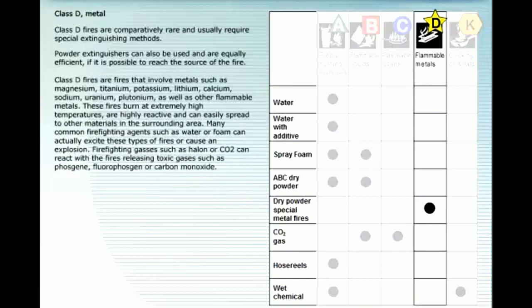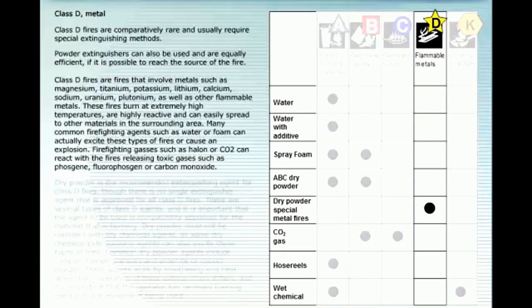These fires burn at extremely high temperatures, are highly reactive, and can easily spread to other materials in the surrounding area. Many common firefighting agents, such as water or foam, can actually excite these types of fires or cause an explosion. Firefighting gases, such as halon or CO2, can react with the fires, releasing toxic gases such as phosgene, fluorophosgene, or carbon monoxide. Dry powder is the recommended extinguishing agent for Class D fires, though there is no single extinguisher agent that is approved for all Class D fires.